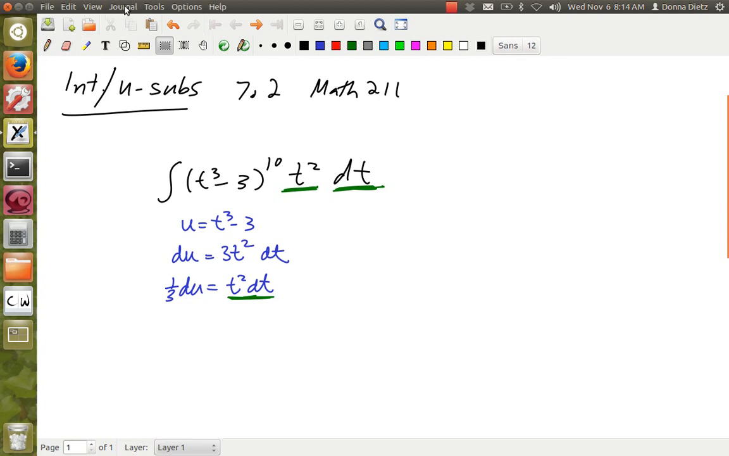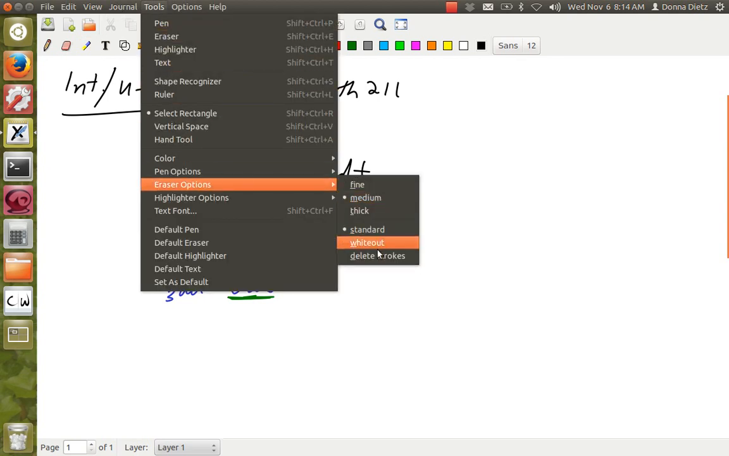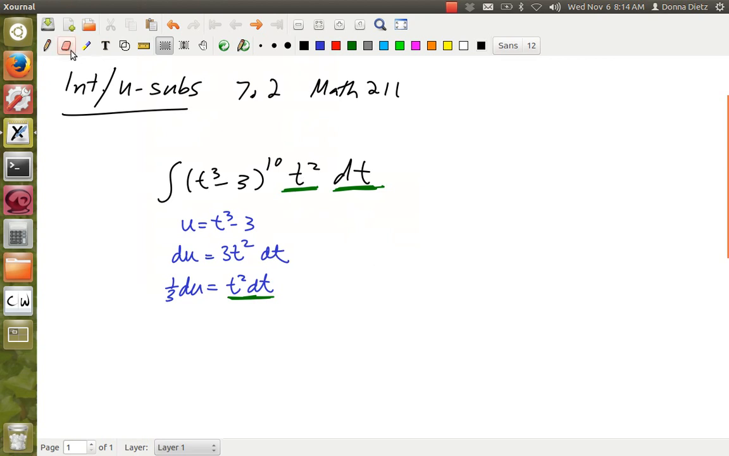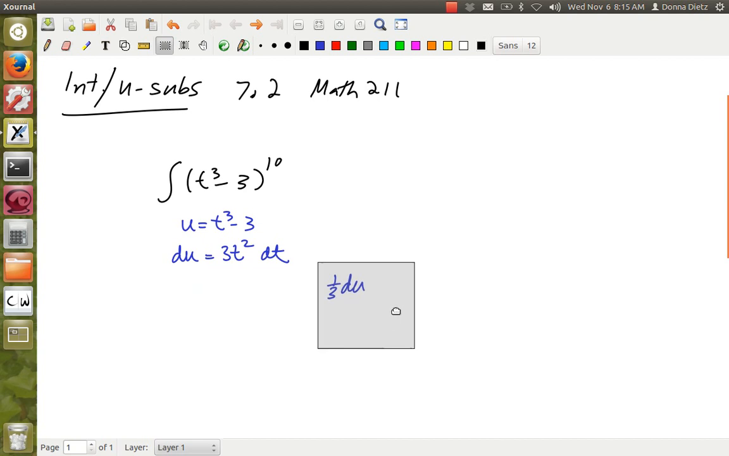Okay, this will be easier to do if I use these eraser options. I'm going to get rid of these guys, and I'm just going to physically swap out 1/3 du because those parts are equal. And I'm going to physically take away this t cubed minus 3, and I'm going to physically replace it with u because it was the same thing. And you see what's left? Everything that's black is still left over. Okay, so that's all I'm doing.